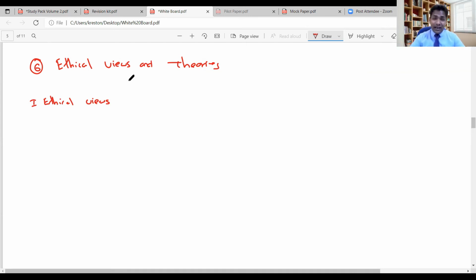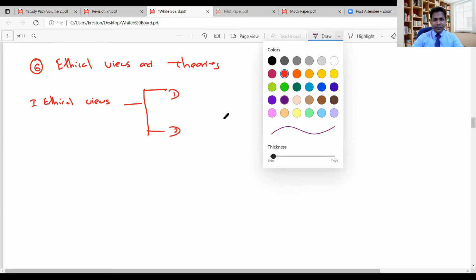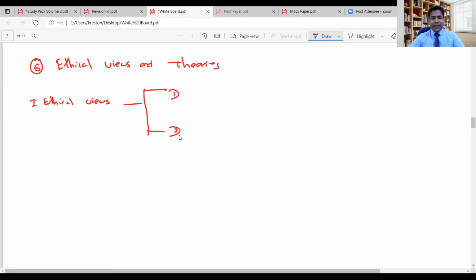There are different views that have been expressed by the experts. So accordingly, you should be aware, in your theory discussion, of two different ethical views from your examination perspective. I'll write in a different color, right? Number one is deontological, D-E-O-N-T-O-L-O-G-I-C-A-L. Deontological. The other one is teleological.